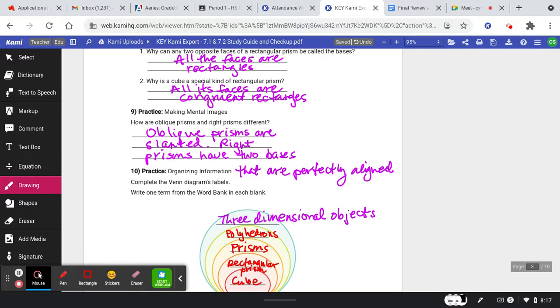So this is a lot of writing. I'm going to pause here for a second. Make sure you've had time to write all these down from this 7-1 study guide so far.